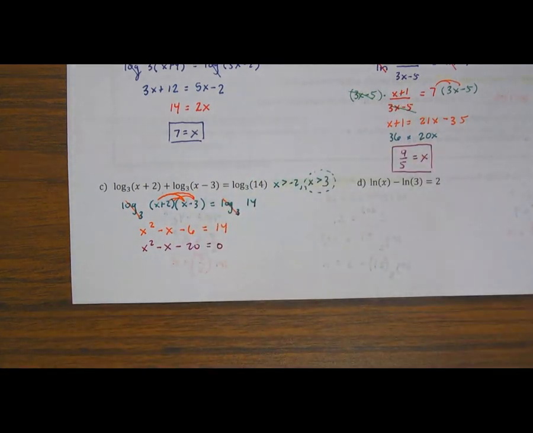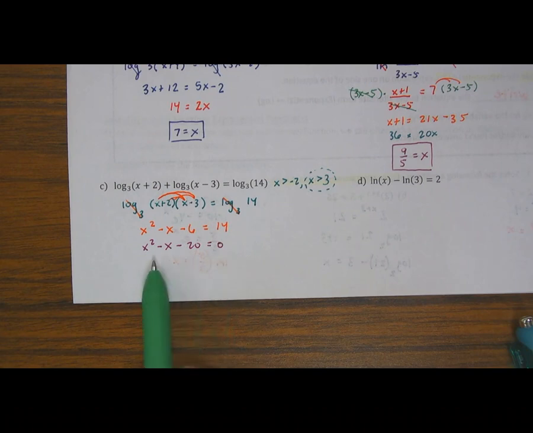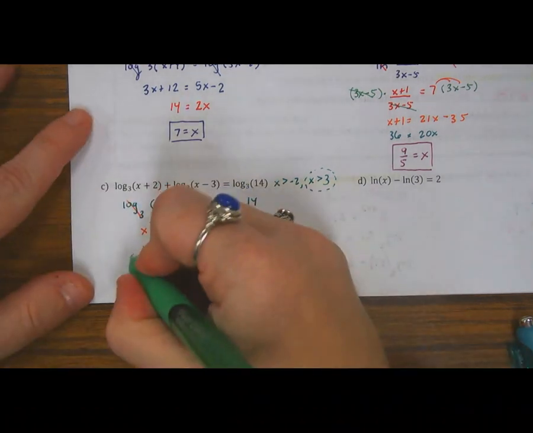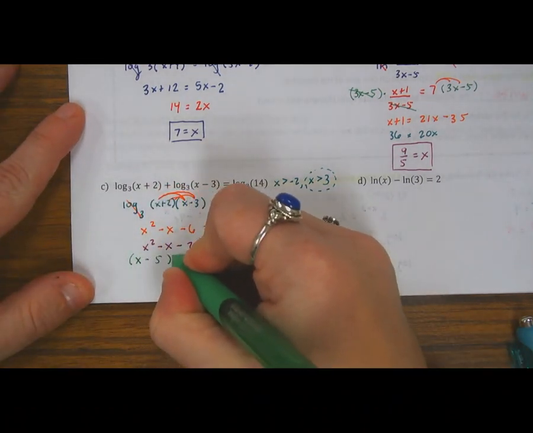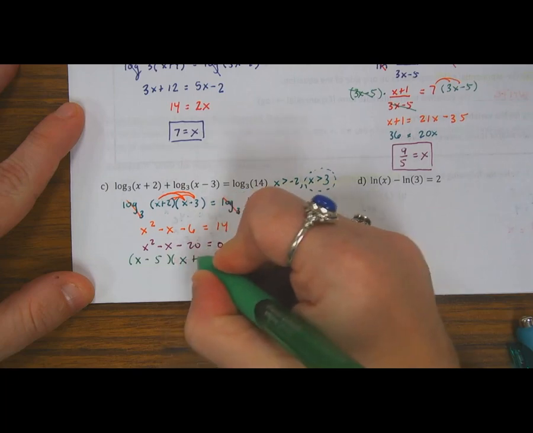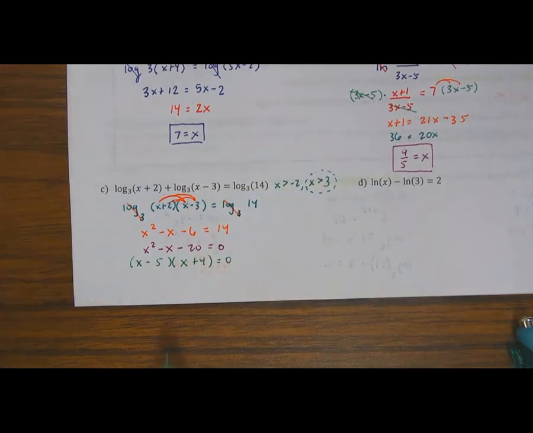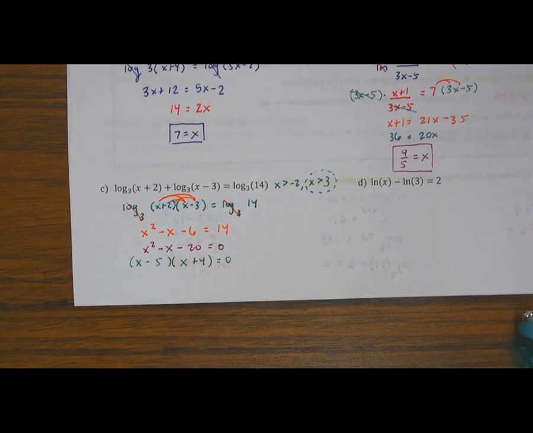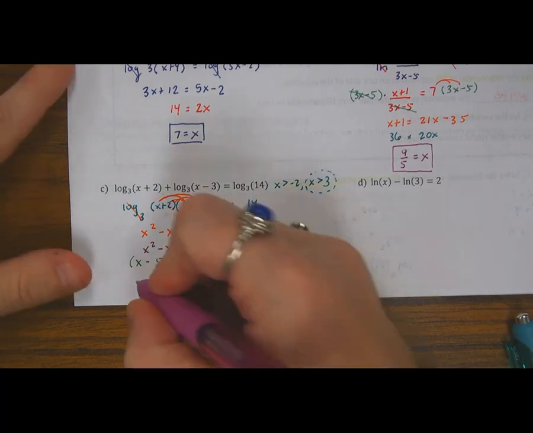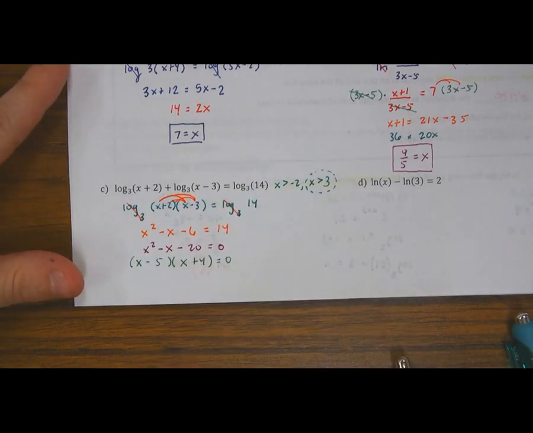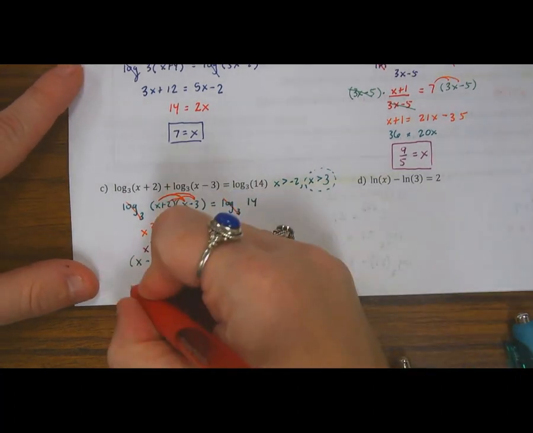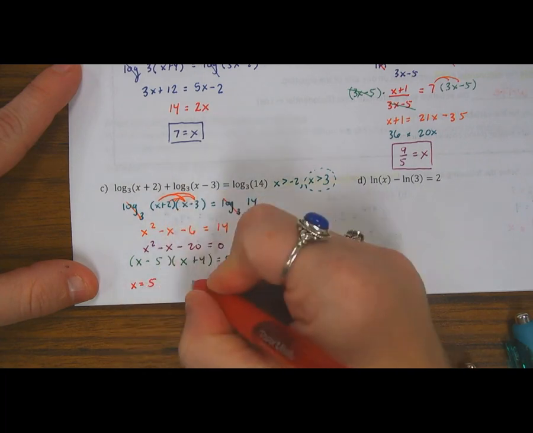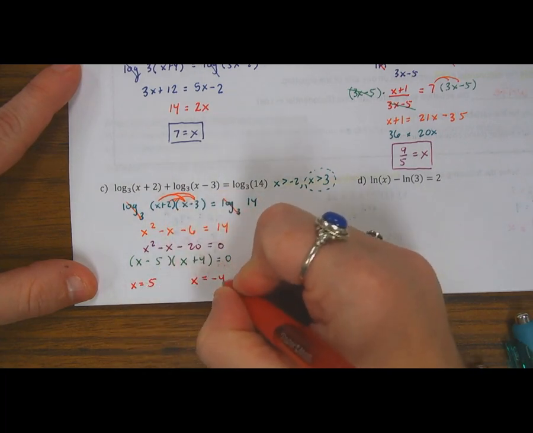And because this is a simple trinomial, we can factor it really quickly into x minus 5 and x plus 4. -5 times 4 is -20. -5 plus 4 is -1. Set those equal to 0 and solve, and I would get these 2 answers. I'm going to end up with x equals +5 and x equals -4.